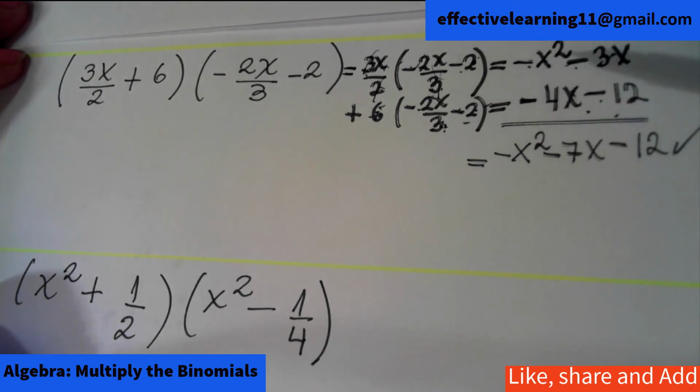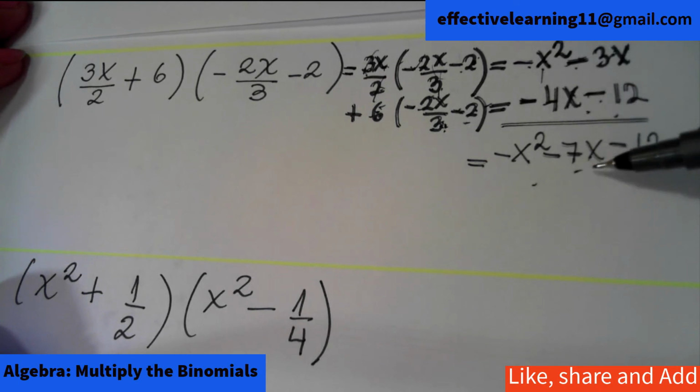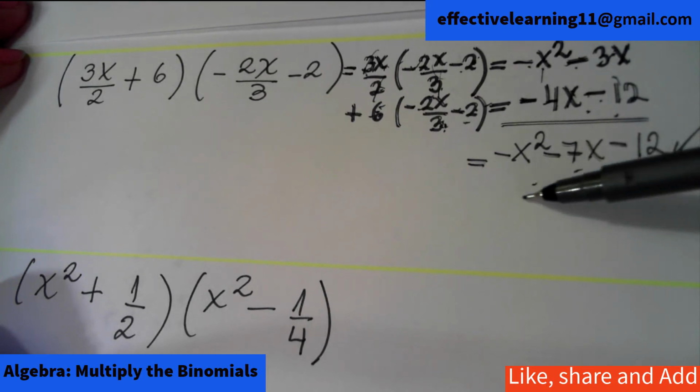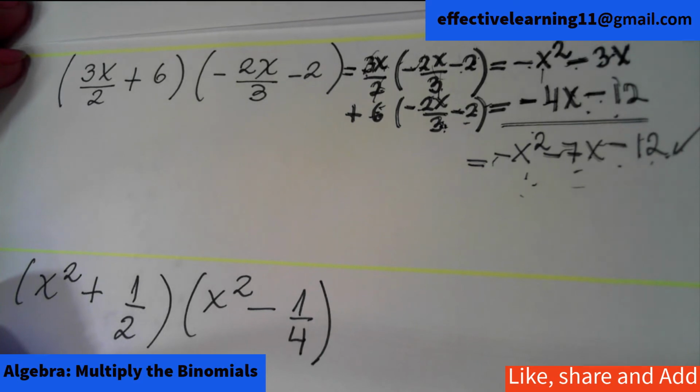Now we have to simplify both solutions. Negative x squared, negative 3x, negative 4x is negative 7x, and negative 12 at the end. This is a trinomial. This is a complete and ordered expression, okay? Negative x squared minus 7x minus 12.